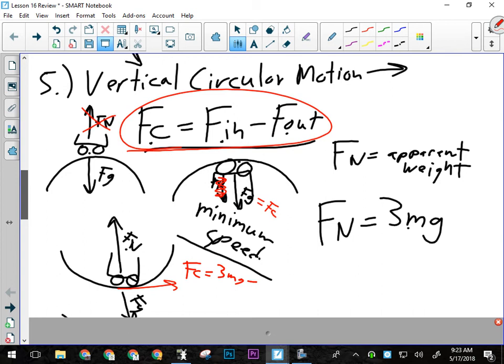minus mg, right? Forces in, 3 mg, minus forces out, gravity, mg. So this would end up being Fc equals 2 mg, and you had a question just like that on your circular motion assignment. Okay.